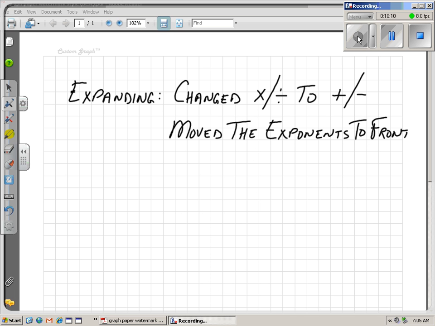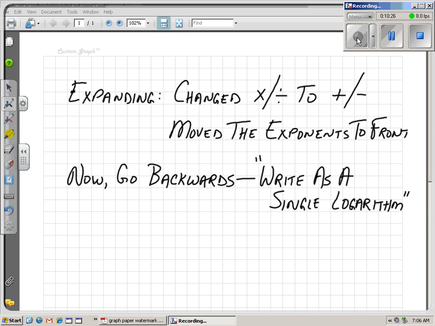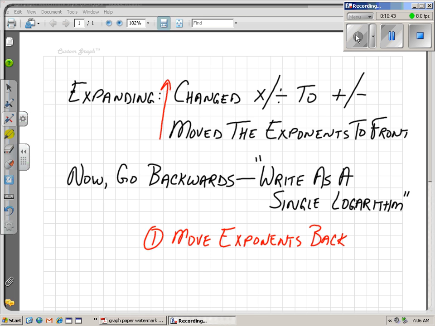Okay, now when we're expanding, think about what we did. We changed any multiplication or division that we saw to addition and subtraction, and then we moved the exponents to the front of the expression. Well, what we're getting ready to do now is we're going to take a bunch of expanded logs and go backwards. They're going to give us a bunch of expanded logarithms, and they're going to ask us to write it as a single logarithm. So we're going to go backwards on our procedure. First, we're going to move the exponents back where they go, and then change addition and subtraction back to multiplication and division. All right, so we're just reversing the process.